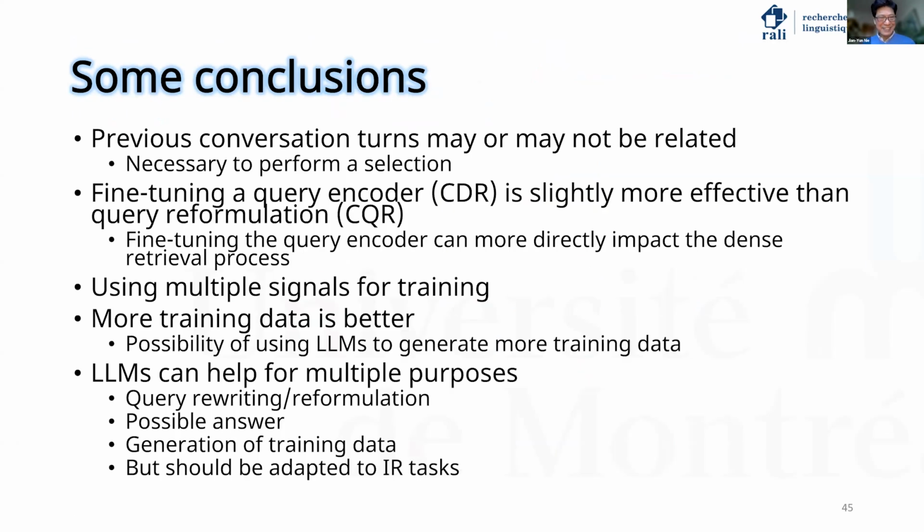So that's about it. And I'm quite out of time. And what we can observe from this work presented is that the previous conversation turns may or may not be related. So it is necessary to do some selection to incorporate the previous turns into the current query. And in general, it is better to encode the query by incorporating the usable information into the encoding process instead of producing a query reformulation only.